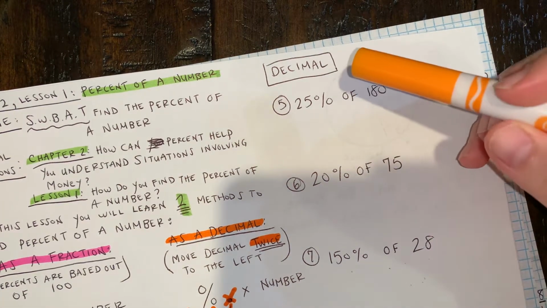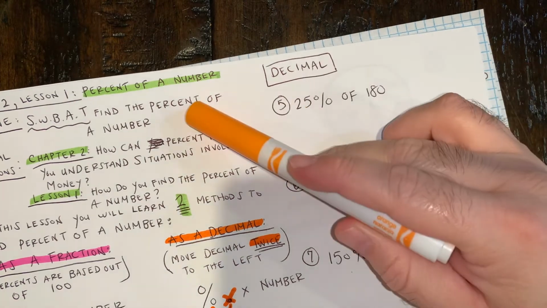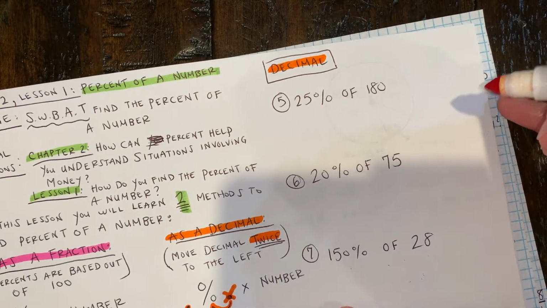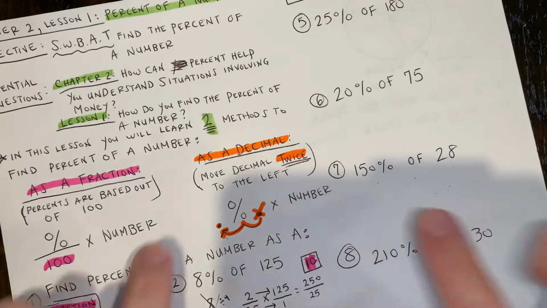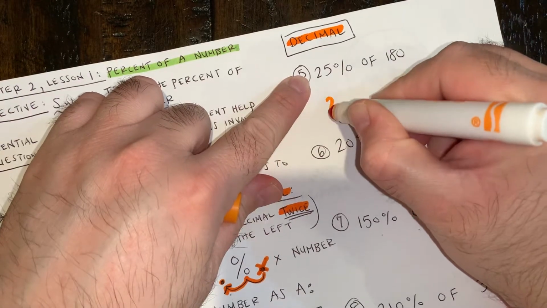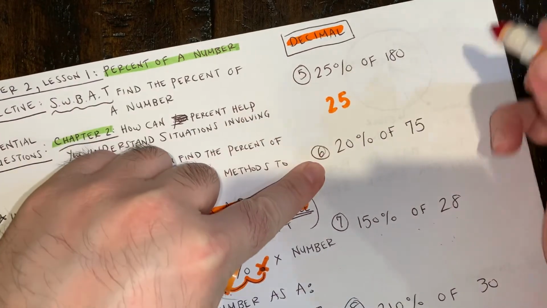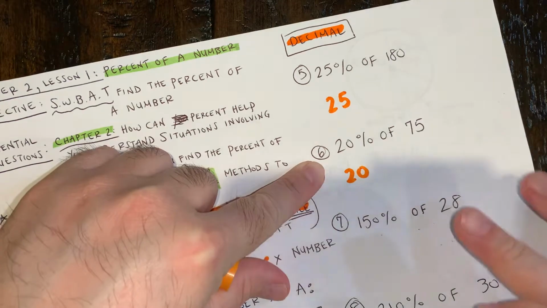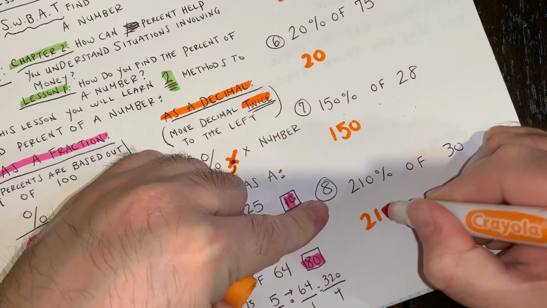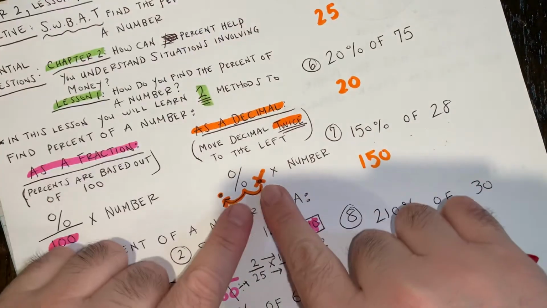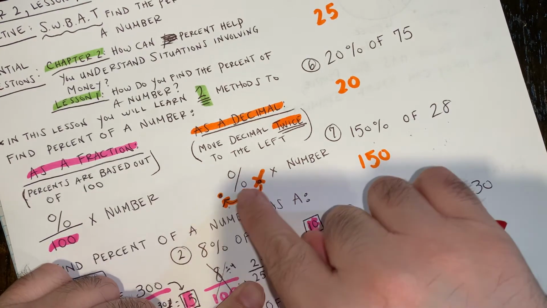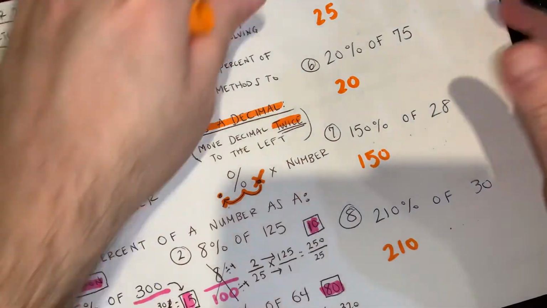In this third video, we're going to focus on finding the percent of a number, but this time as a decimal. When you are doing it as a decimal, you start with your percent. So I'm going to write 25%, 20%, 150%, and 210%. You start with your percent again, but now all you have to do is move the decimal twice to the left.